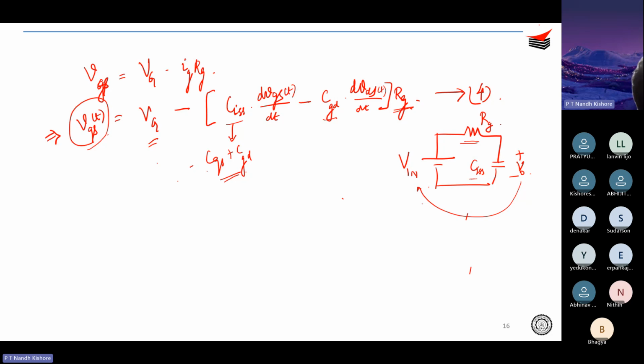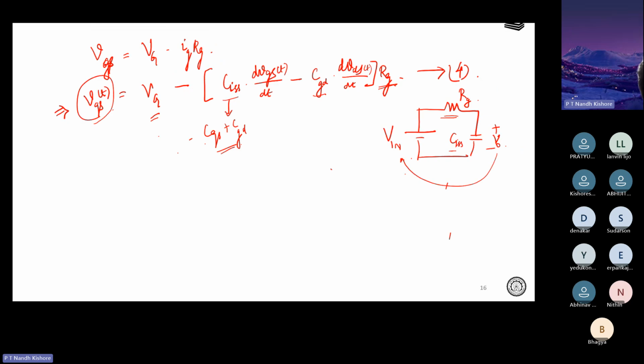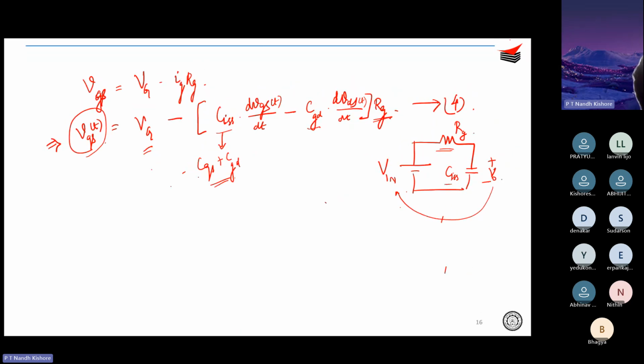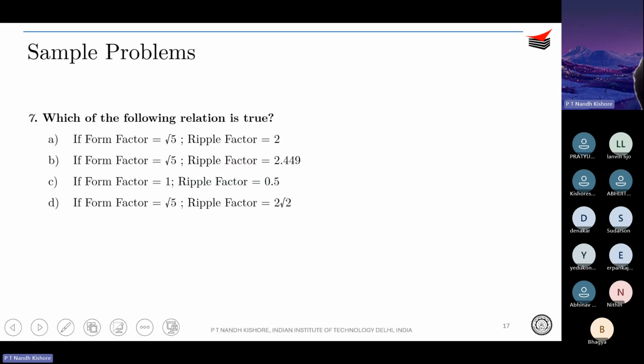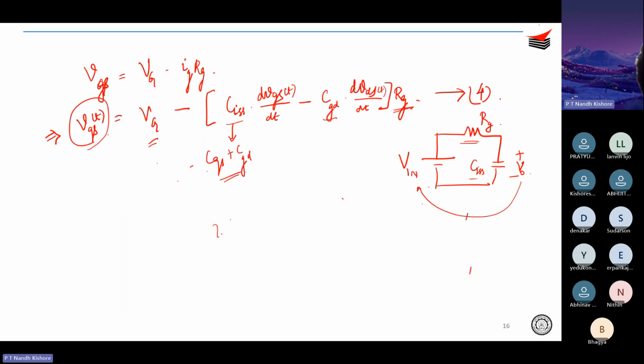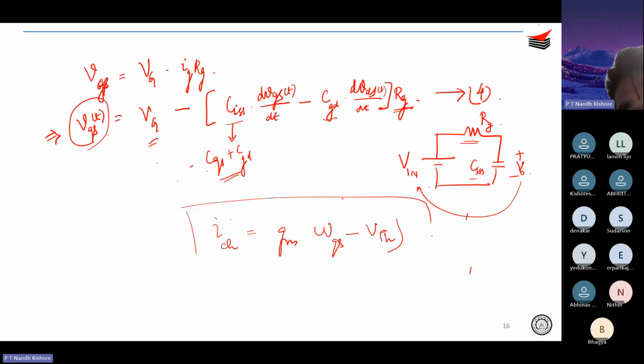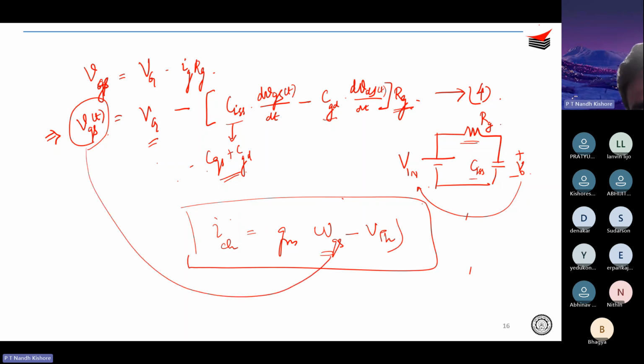So this has a direct bearing on the MOSFET channel current, because you know that the channel current of a MOSFET is given by ID equals gm times VGS minus V threshold, right? You may be aware of this equation, right? So this VGS is actually this.